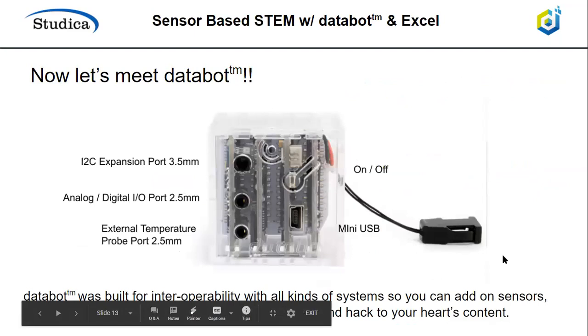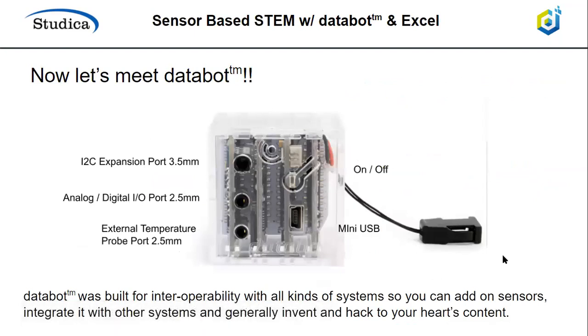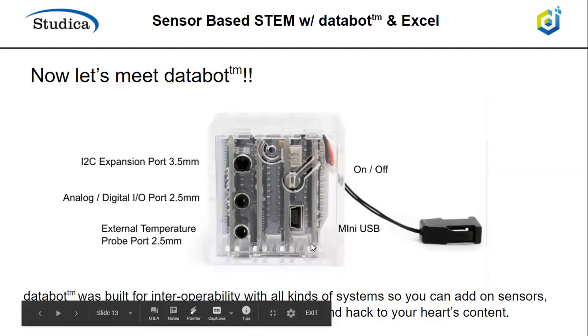For those of you who may be teaching technology classes, this thing has a number of expansion capabilities as well. So for example, it's got I2C, if you know what that is. It's a communication protocol that allows you to connect it to other devices. It's also got just a standard input-output port for analog and digital signals. And then this third port that's here down on the bottom is dedicated to that external temperature probe.